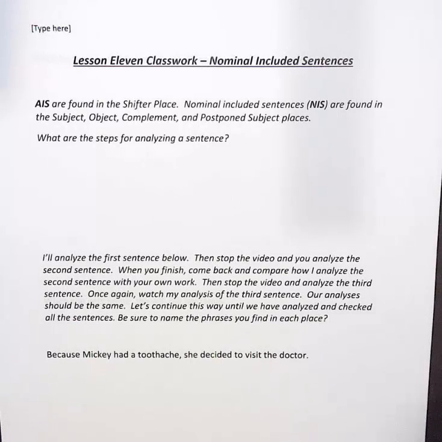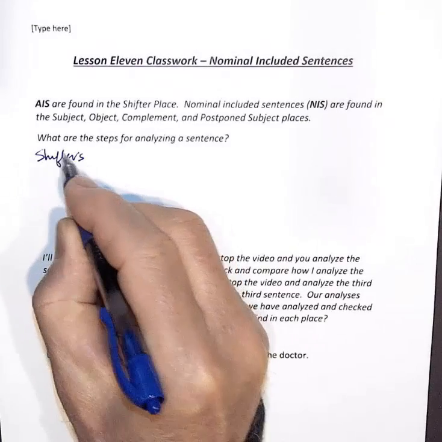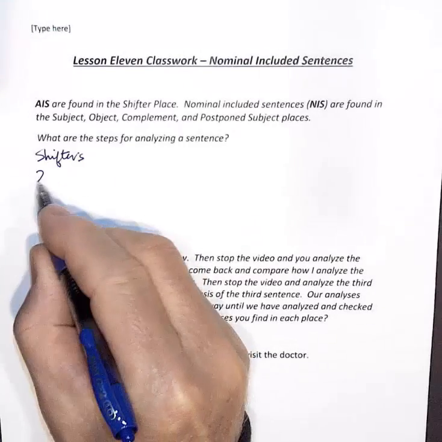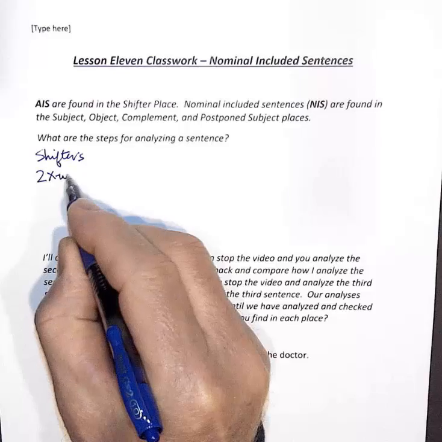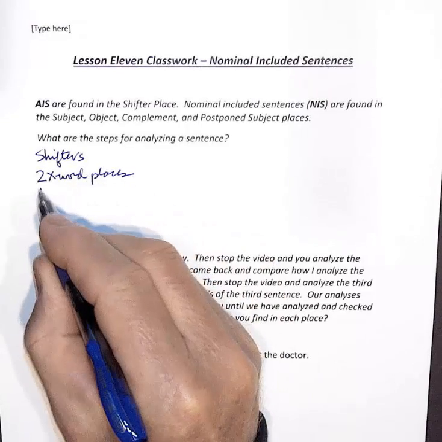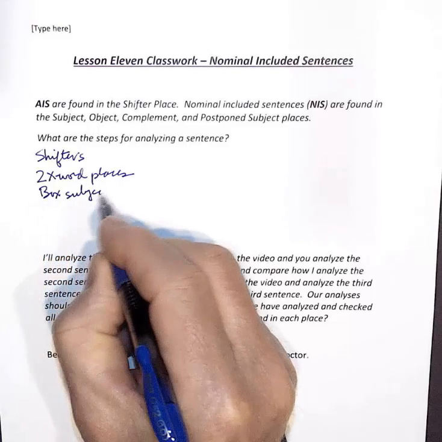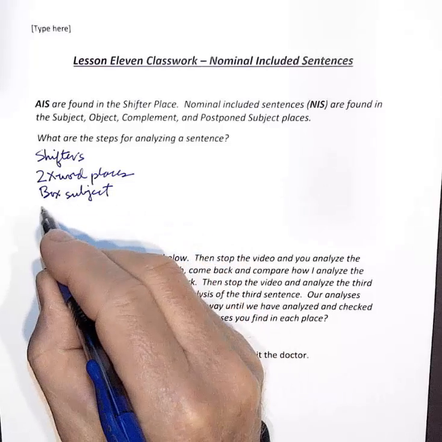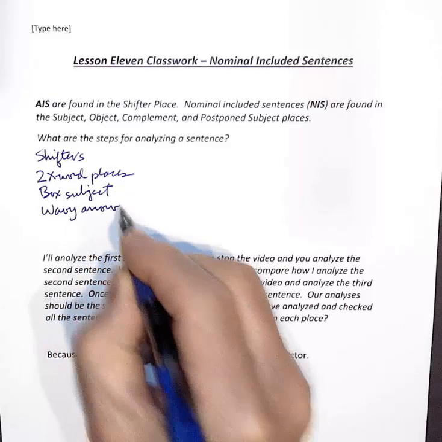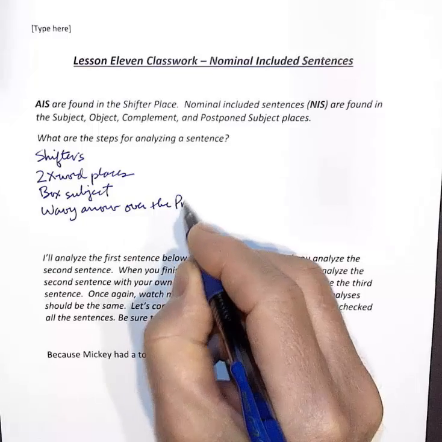Number one, always find the shifters, or at least look for the shifters. Then it's the two X word places. We box the subject. And wavy arrow over the predicate.